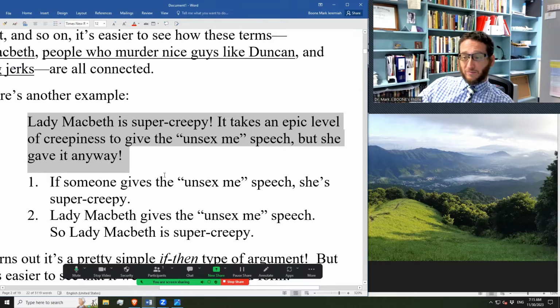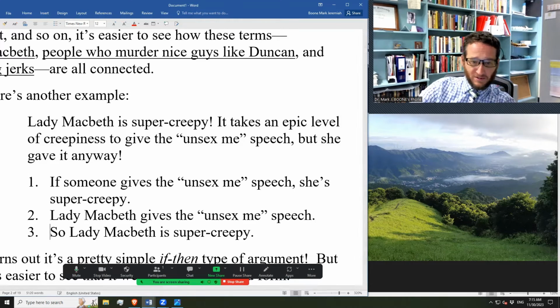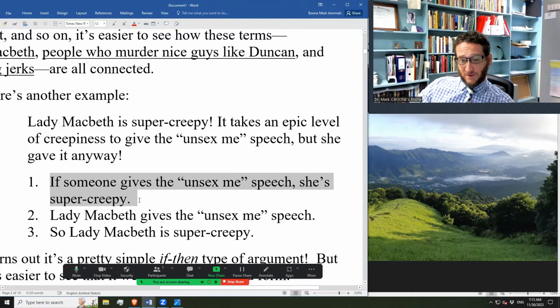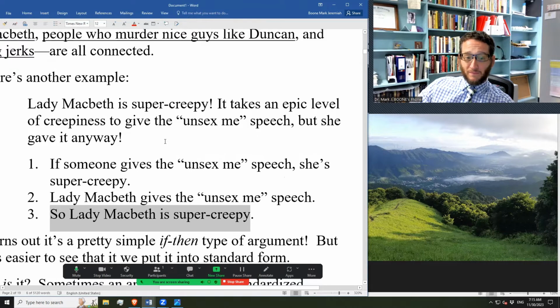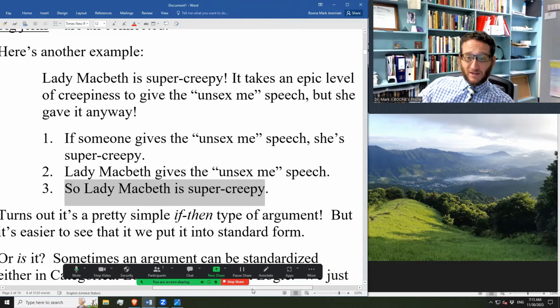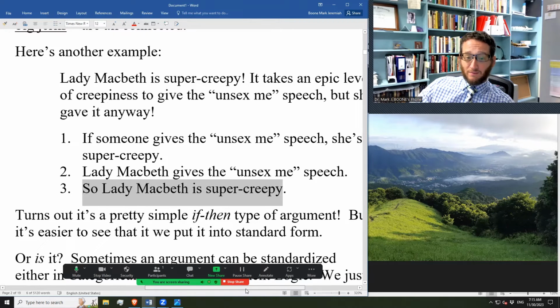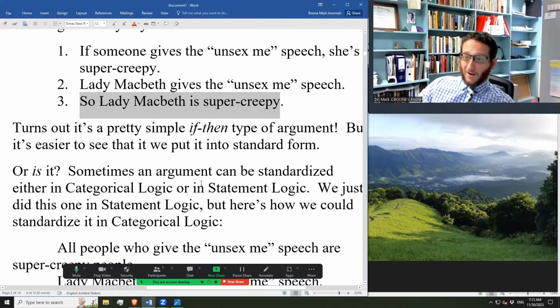It's fairly clear how the premises are supposed to support the conclusion, but it's still not quite in standard form, and it should be a little easier to see what is the pattern of reasoning here if we write it out. Just a moment. I didn't quite put it into proper form. Now we have it in proper form. If someone gives the unsex me speech, she's super creepy. Lady Macbeth gives the unsex me speech, so Lady Macbeth is super creepy. Now, it looks like this is a pretty simple if-then argument, but it's easier to see that when we put it into standard form. Alternatively, it might be better to think of this argument not as something in statement logic.